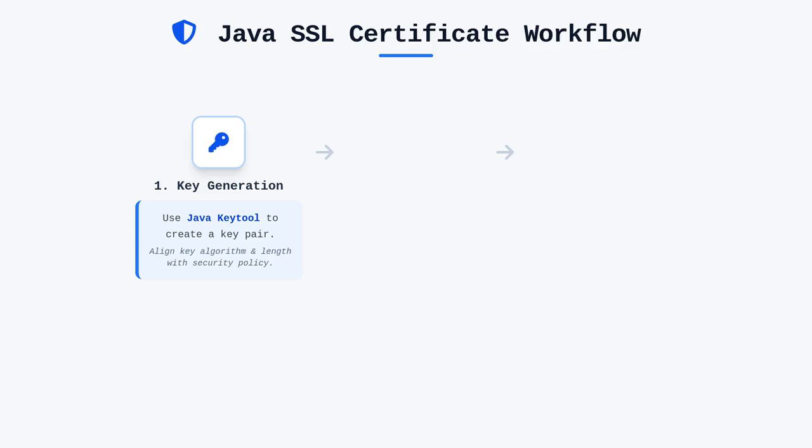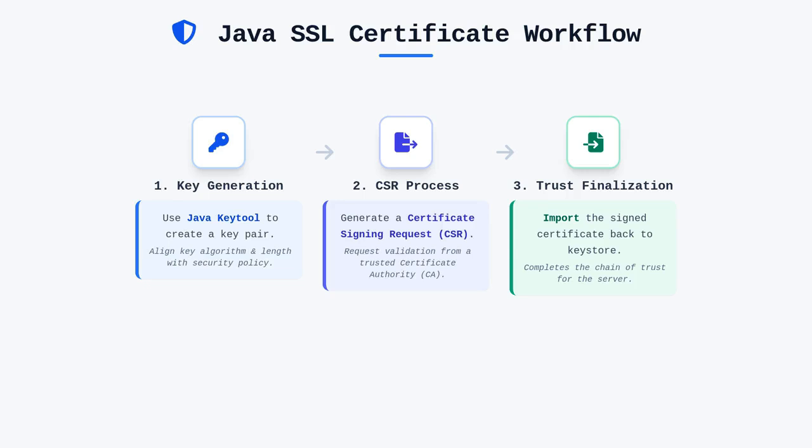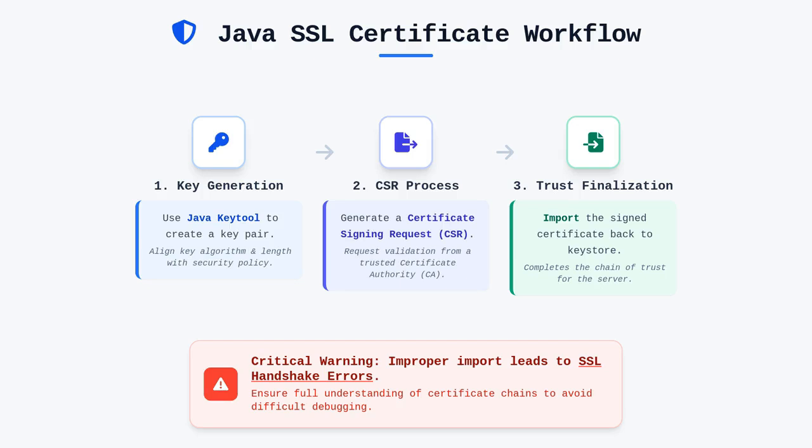Once the key pair is generated within a key store file, the next requirement is to obtain a signed certificate. You perform this by generating a certificate signing request, or CSR, which effectively asks a trusted certificate authority to vouch for your server's identity. This interaction results in an authorized certificate that you must then import back into your key store to finalize the chain of trust. Failing to properly handle the import process often leads to SSL handshake errors that can be notoriously difficult to debug if you lack an understanding of certificate chains.